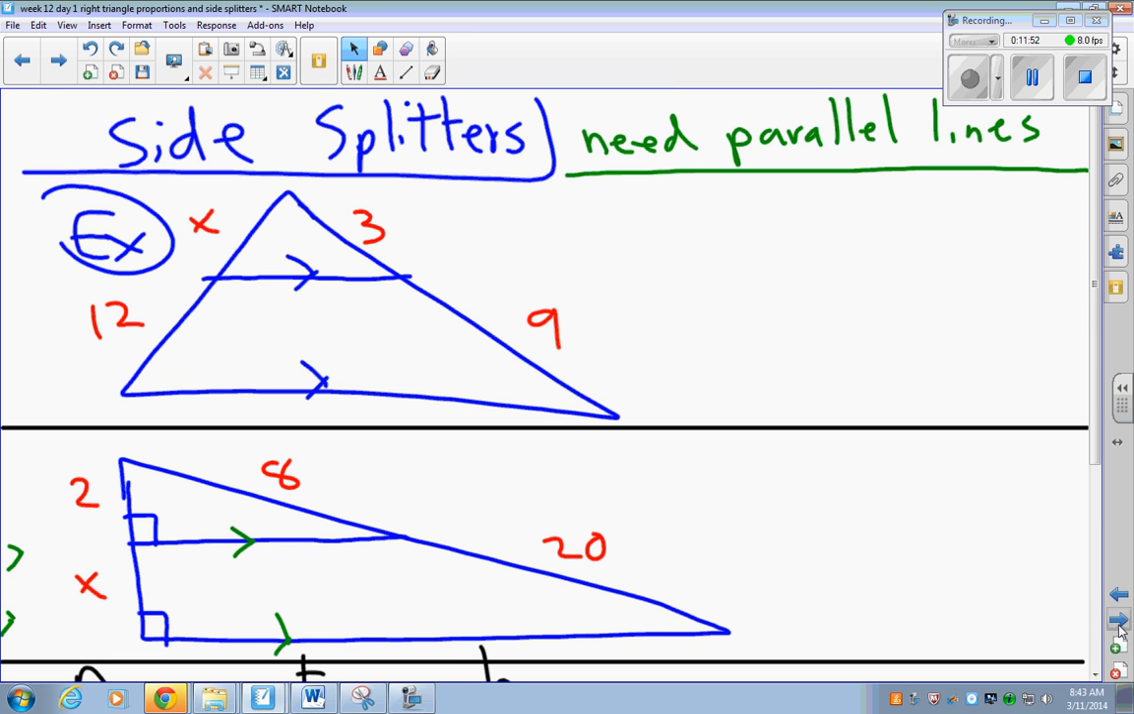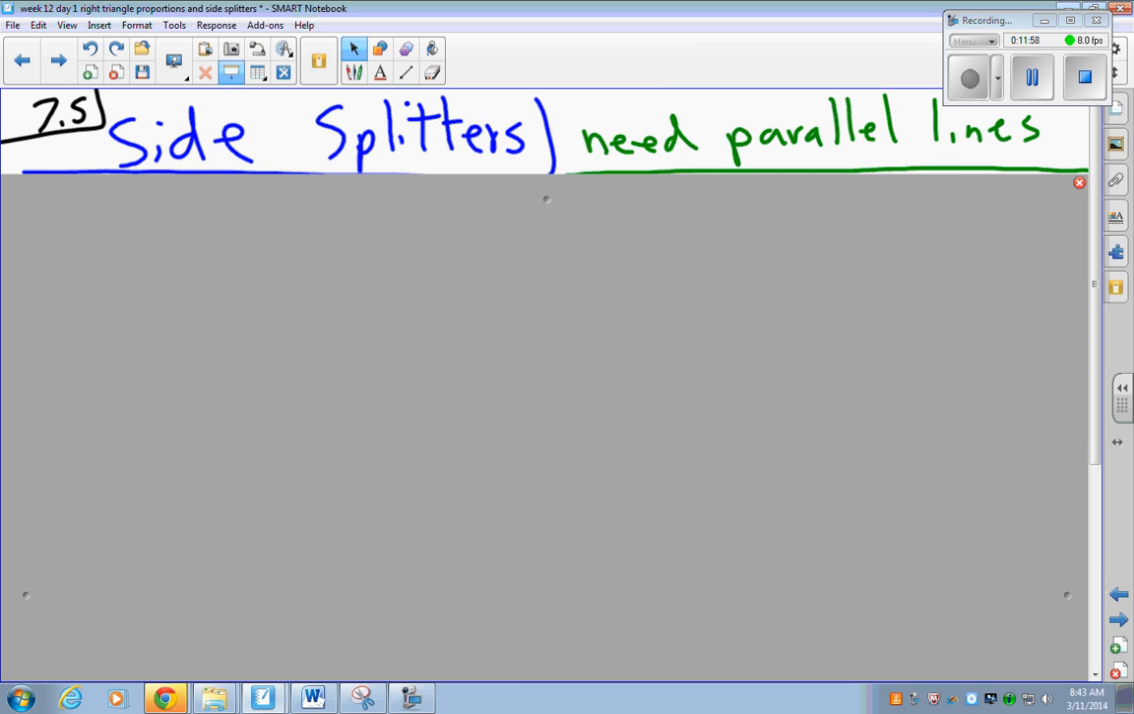Okay, the next part of today is actually 7.5. So I'm doing 2 sections today because in my opinion, they're pretty easy, okay? Or at least 7.5 is easy versus 7.4, you need to take some time when you're drawing those 3 right triangles, the middle, the small, and the big, okay? So there are 2 types of things today on 7.5. One's called side splitters and one's called angle splitters. Okay, side splitters. Key thing, you need parallel lines.